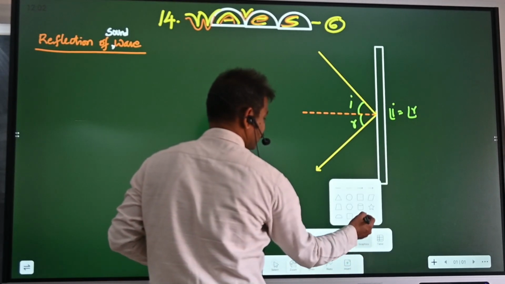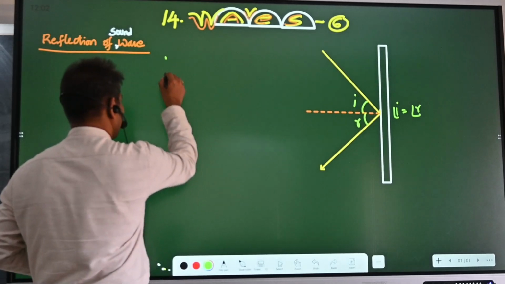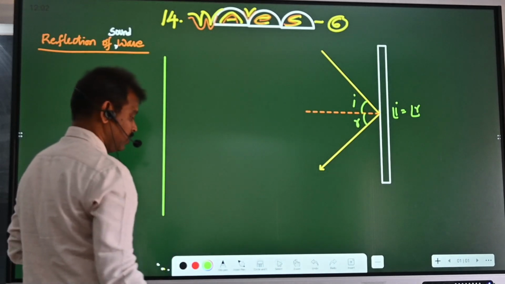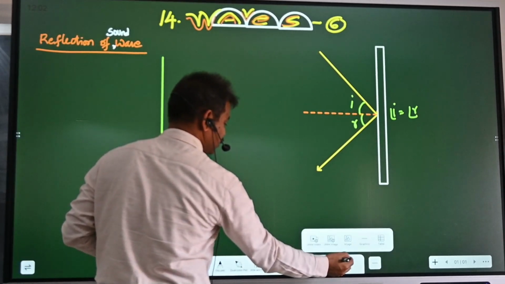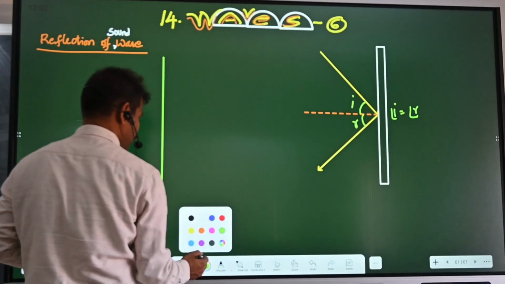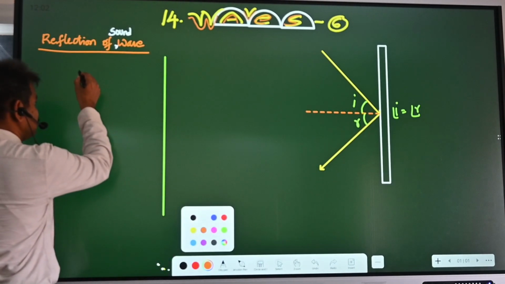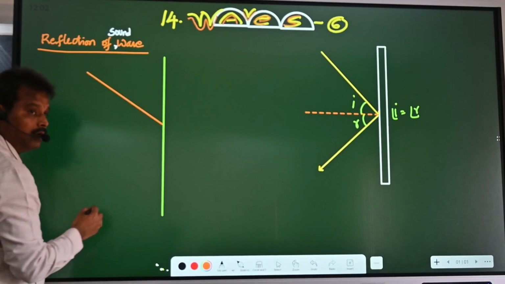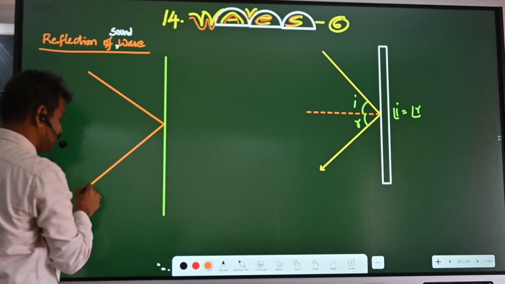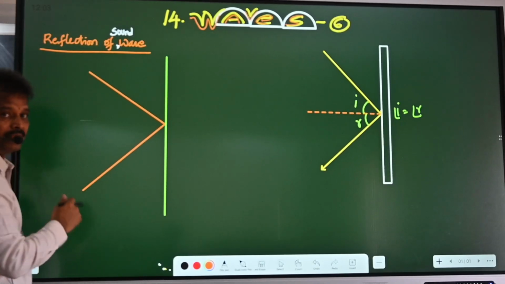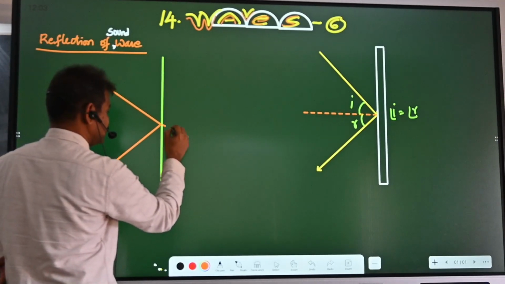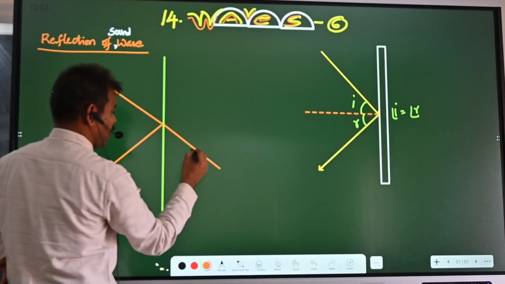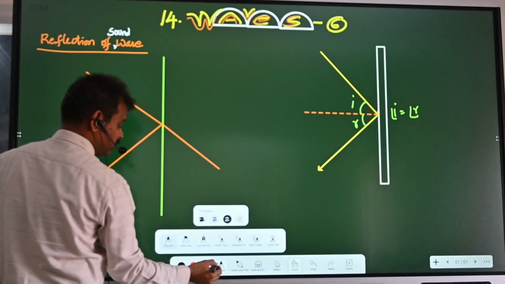So now this is the surface and a sound wave is traveling here. Let us say this is the sound wave which is traveling like this. Then some part of the sound will come back into the same medium and some part of the sound may enter into the other medium.